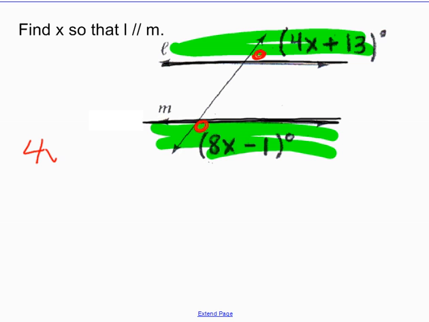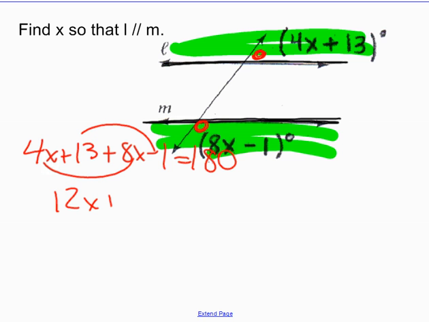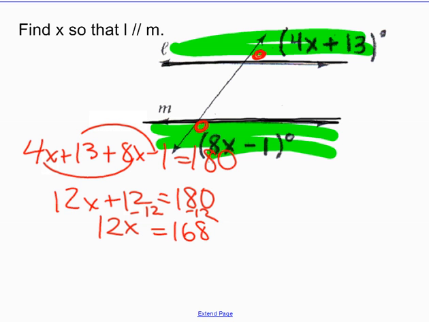So I'm going to take 4x plus 13 plus 8x minus 1 equals 180. And then I'm going to combine like terms. 12x plus 12 equals 180. I'm going to take 12 away. 12x equals 168. Divide by 12. So x equals 14.